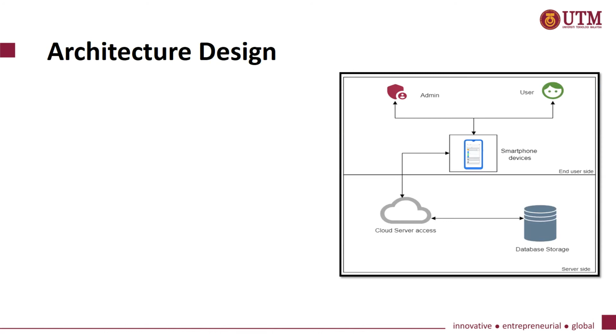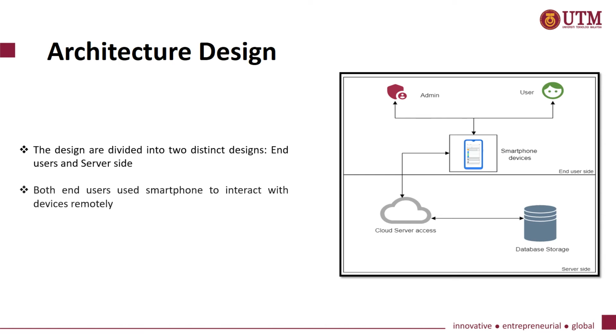And this is the architecture design. Of course, we have admin and user using smartphone devices. The design is divided into two distinct parts, the end user and the server side. Both end user and admin use smartphones to interact with the system remotely, and the database will store the data upon receiving input via cloud server connections. All of the input sent to the mobile application will be stored in the database storage.